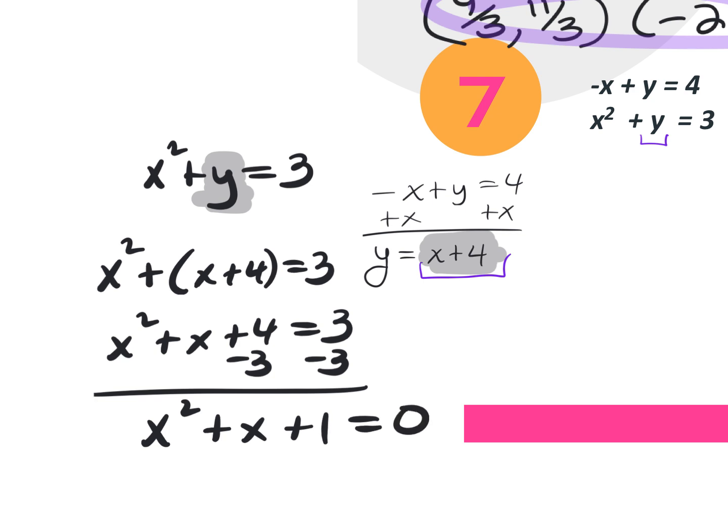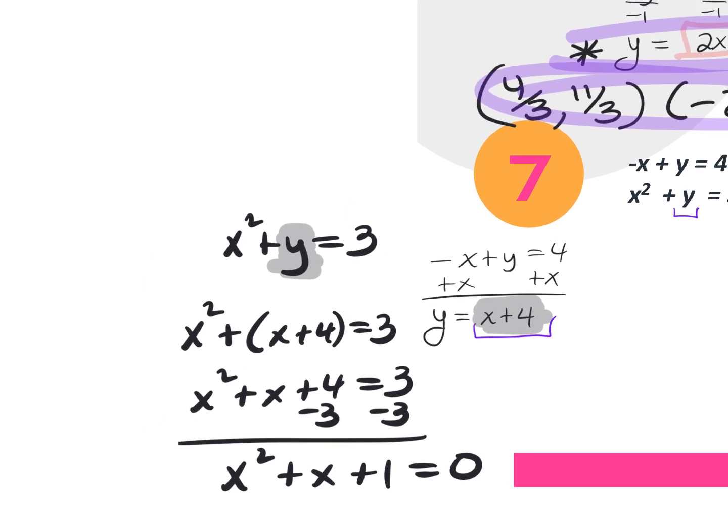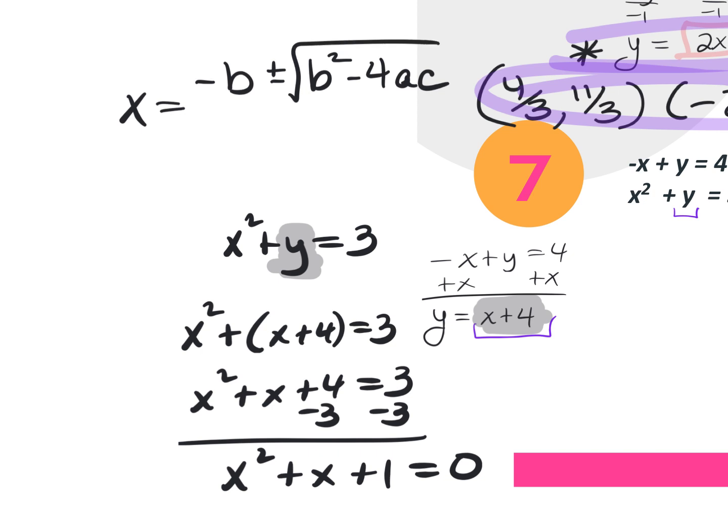Now, if you look at this and you think, what are factors of 1 that give me 1? There aren't any. I can't factor this. It's not factorable. So this is where I would have to do the quadratic formula. And if you've forgotten the quadratic formula, x is equal to negative b, or opposite of b, plus or minus the square root of b squared minus 4 times a times c, all divided by 2 times a.